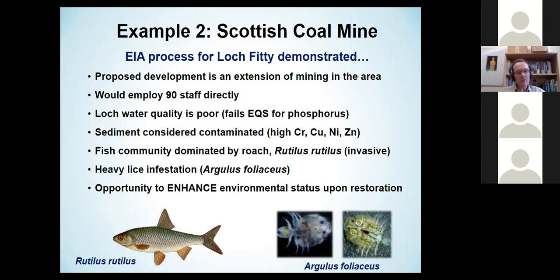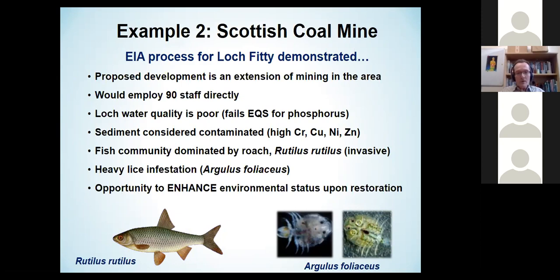For example, the initial surveys were able to show that the quality of the water in the lake was actually very poor. It failed the environmental quality standards, the EQS, for phosphorus. It was also shown that the sediment underneath the lake water was quite high in metals. So it had levels of chromium, copper, nickel, and zinc that would be considered to be contaminated, or at least not ideal. The ecological survey was able to show that the fish that lived in the lake were not native fish, they were invasive fish, Rutilus rutilus. And not only were they invasive and not native, but the fish had heavy infestations of an undesirable lice, an invertebrate species, Argulus foliaceus. You can see it in the bottom right of the screen there.